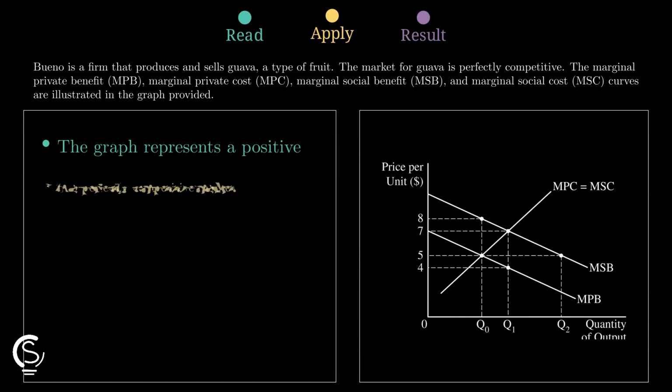Equals 30. Since the wage is $20, the hourly profit increases by $10. 30 minus 20.